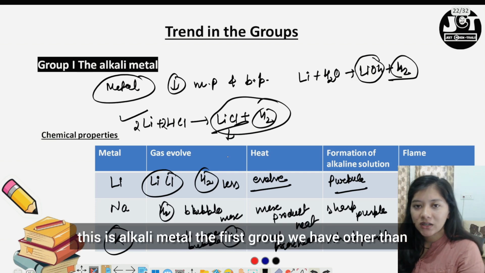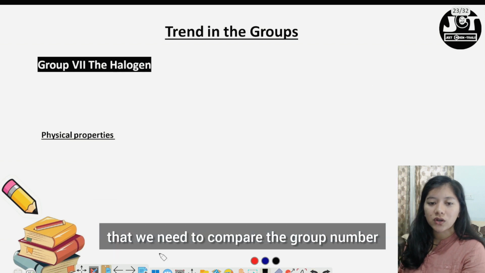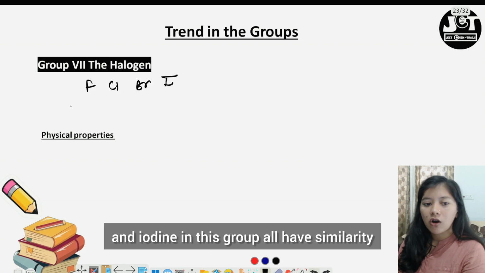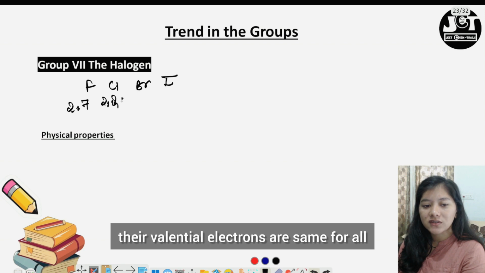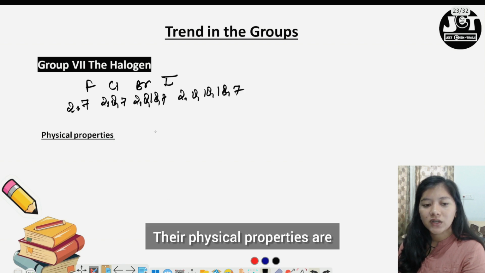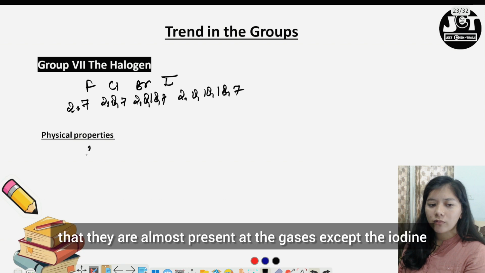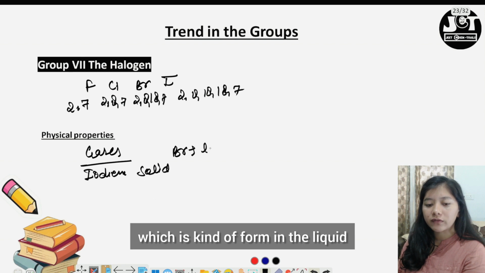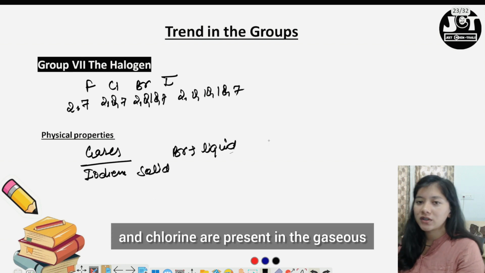So this is the alkali metals, the first group we have. Other than that, we need to compare group number 17, the halogens. We have fluorine, chlorine, bromine, and iodine in this group. All have similarity; their valence shell electrons are the same for all of them. It's 2, 8, 18, 7, and for iodine it's 2, 8, 18, 18, 7, right? Their physical properties are that they're almost all present as gases except iodine. Iodine is present in solid form, and bromine is a liquid, but fluorine and chlorine are present as gases.